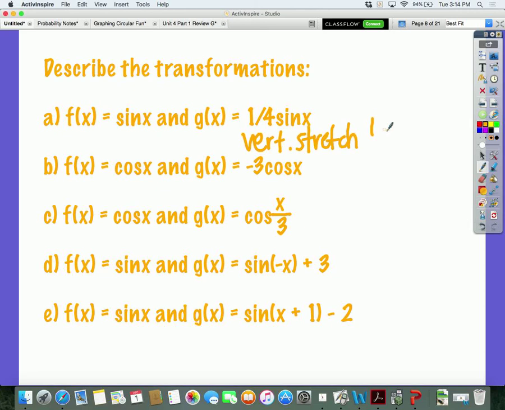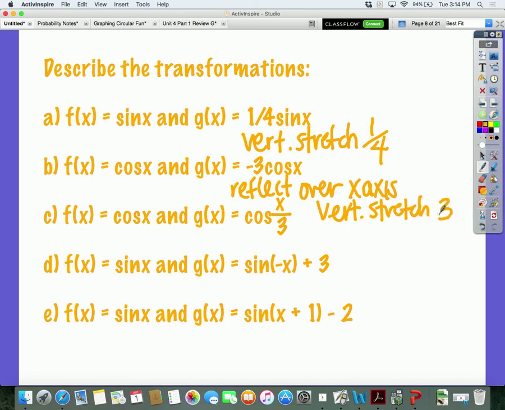When do you flip it? Isn't there an instance where you flip it? When do you reflect it? When there's a negative, like in B, you have a negative 3 cosine x. So that negative on the outside means it got reflected, but which way? Did it get reflected over the x-axis? It did reflect over the x-axis because the y is negative. What did that 3 do? By a factor of 3.